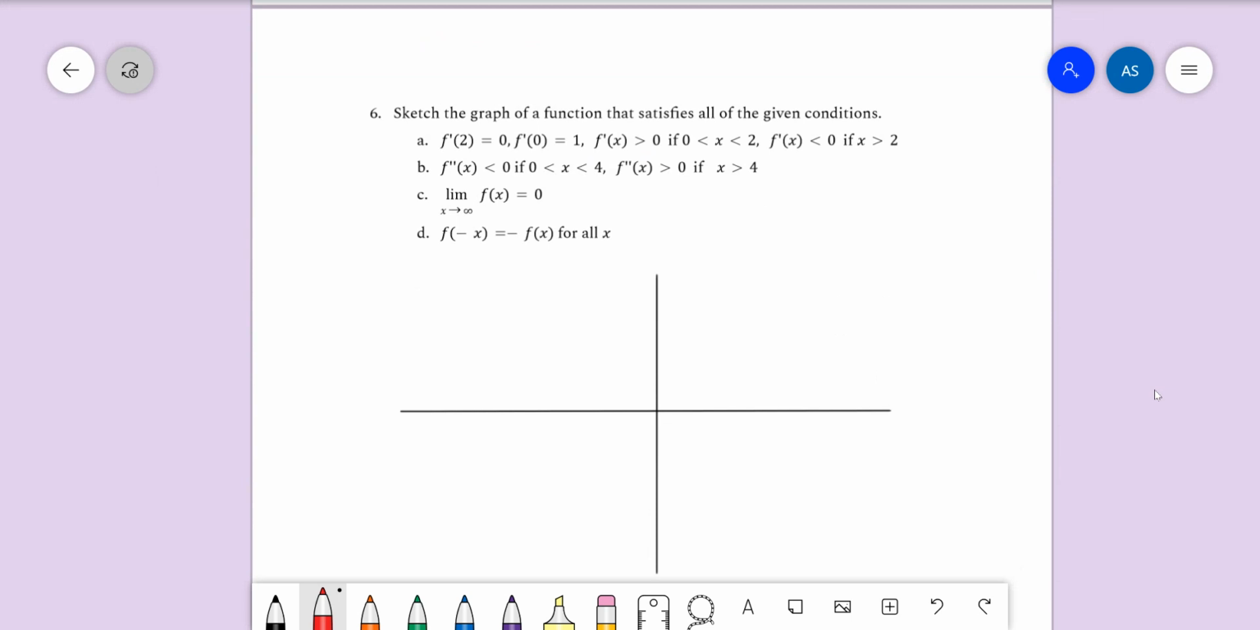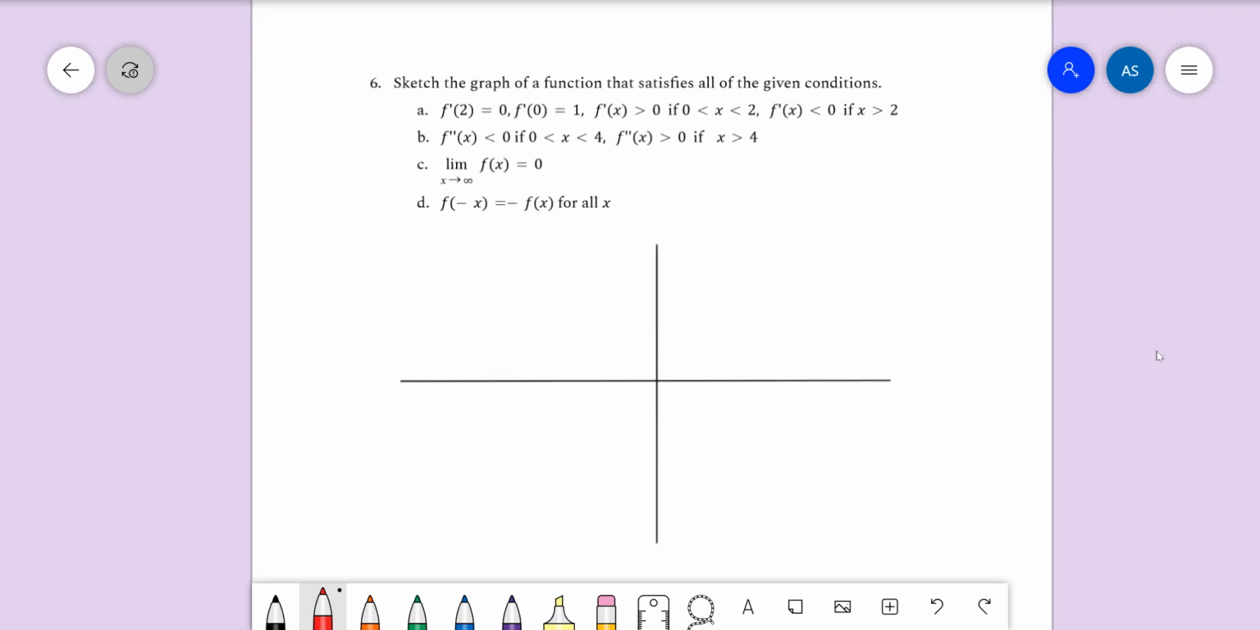This is your classic sketching the graph. There'll probably be one of these on your test tomorrow. Wouldn't be surprising. Just know how to do these. We'll start off by part C tells us that there's an asymptote. So at 0, there's an asymptote. Right as it goes to infinity, it's going to approach 0. So just go and draw it in nice and simple.